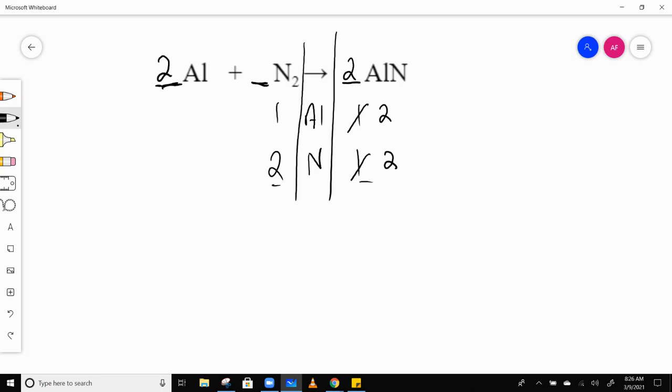And again, every time I put a coefficient, I recount. Now I have 2. So now you'll see I have 2, 2, 2, 2. So everything is even. So now this is a balanced reaction.